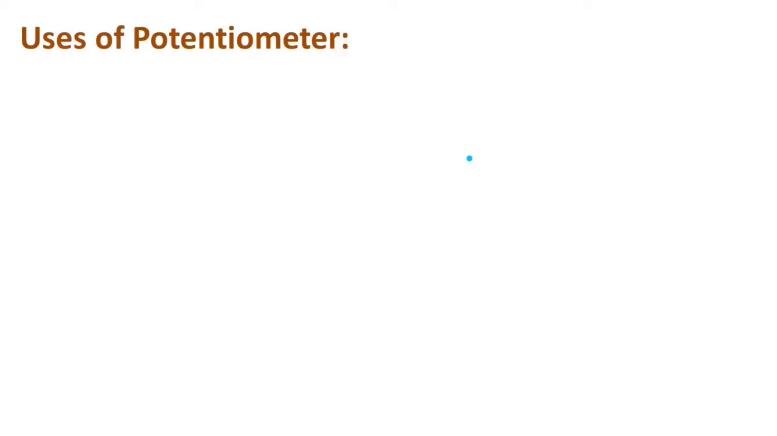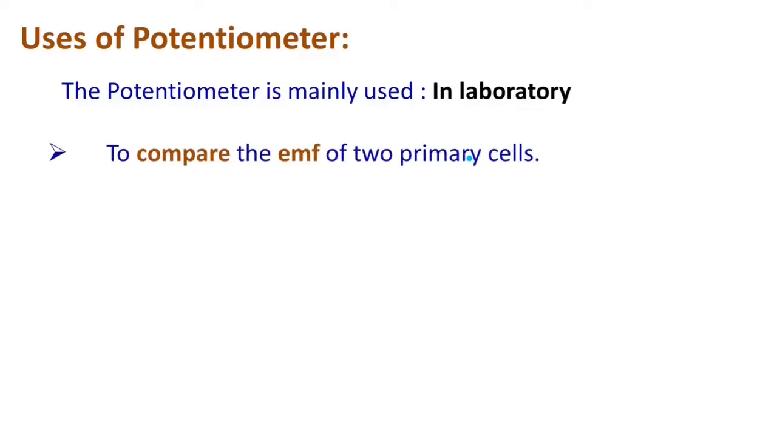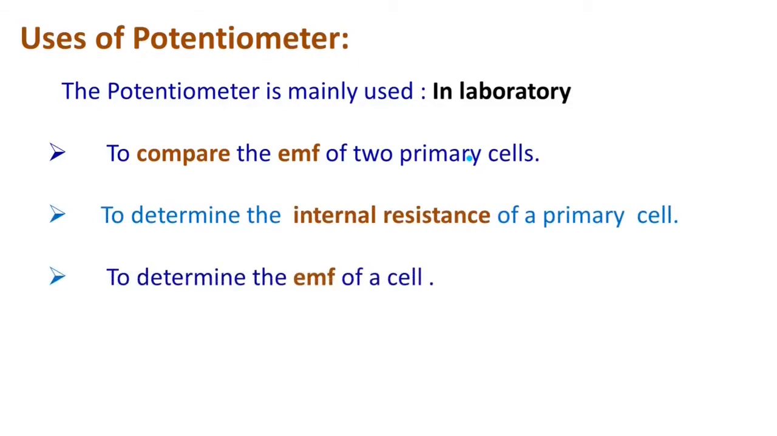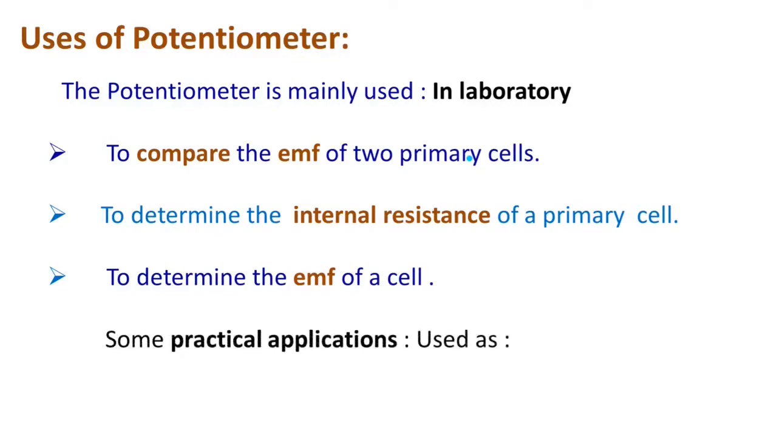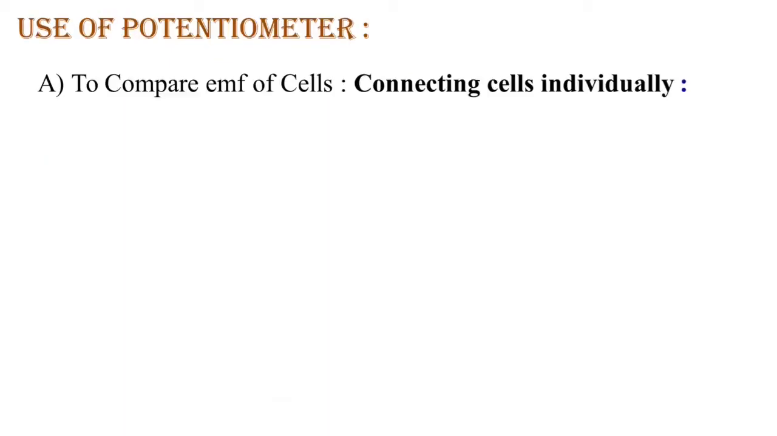The potentiometer is mainly used in laboratory to compare the EMF of two primary cells, to determine the internal resistance of a primary cell, and to determine the EMF of a cell. Some practical applications of potentiometers are: it is used as a voltage divider, it is used in auto control device, and is used as a sensor. Let's see the use of potentiometer in laboratory.